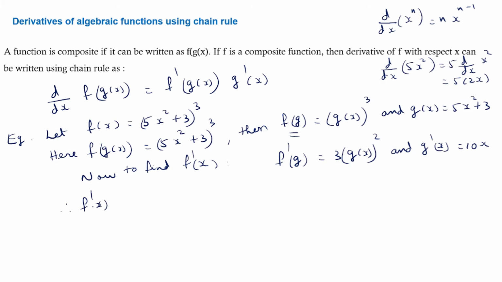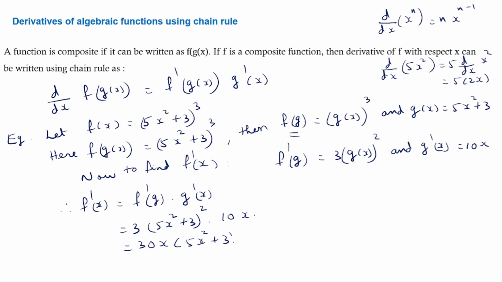Therefore, f dash of x is equal to f dash of g into g dash of x. So this is equal to 3 into 3 (g of x) the whole square. F dash of g is 3 into g of x the whole square, and g of x is 5x square plus 3. So this is 5x square plus 3 the whole square into g dash of x, which is 10x. So this is equal to 30x into 5x square plus 3 the whole square.